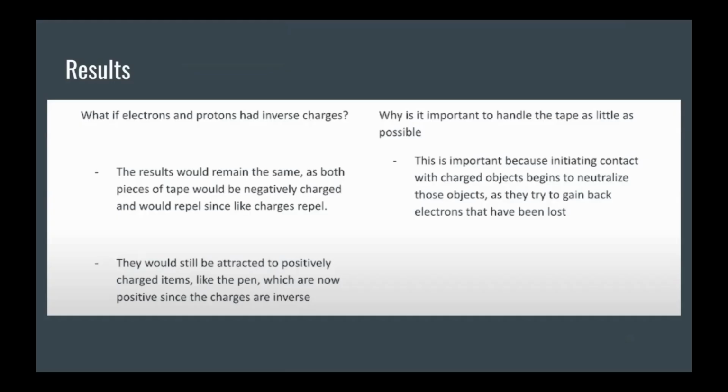And then, why is it important to handle the tape as little as possible? This is important because initiating contact with charged objects begins to neutralize those objects as they try to gain back electrons that have been lost.